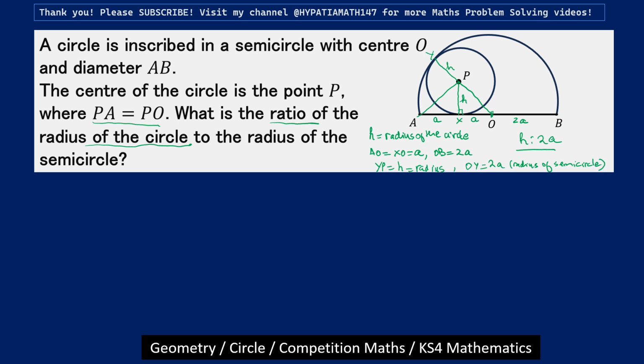So now we can form a relationship, because you see triangle PXO is right angled, and we know what OP is, isn't it? We can say that triangle PXO is right angled, and OP equals the square root of h square plus a square by Pythagoras theorem. Then we can find what OY is. OY is equal to h plus square root of h square plus a square, and this is equal to 2a.